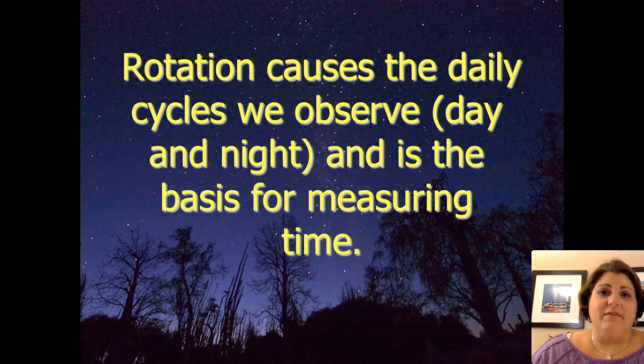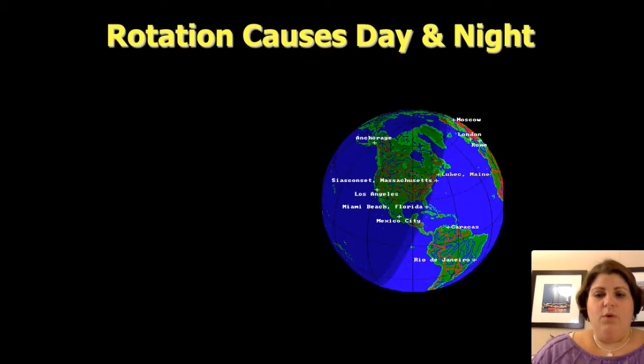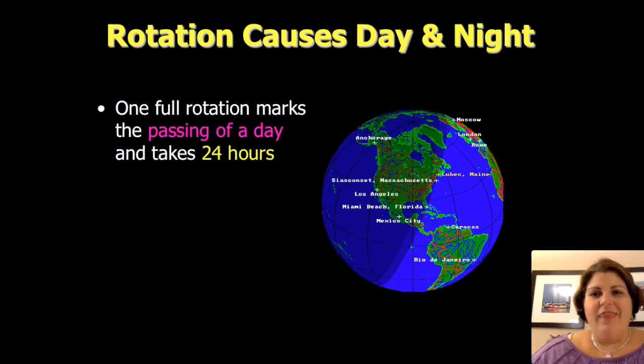The most obvious effect of the Earth's rotation is our daily cycles, or in other words, day and night. It's also our basis for measuring time. One full rotation of the Earth takes 24 hours. That is also known to people as the passing of a day because it is the spinning of the Earth that we use to mark a day.